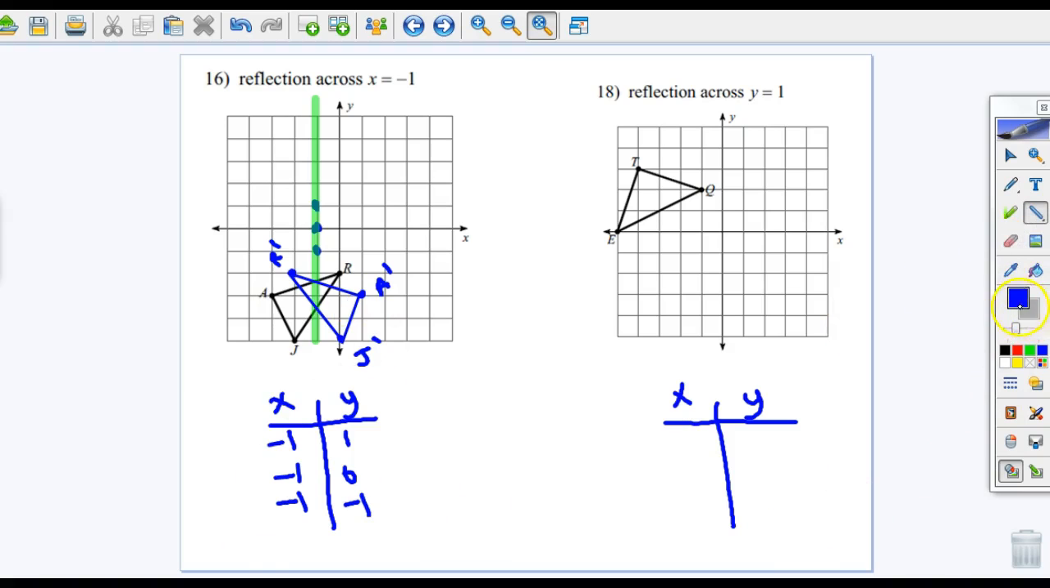Alright, so I'm going to do one more. Y equals 1. So this time my y's are all going to be 1. So I can say 1, 1, 1. I'm going to use my same 3 numbers that make it easy for me to create a line. 1, 0, and -1, and then I plot them. So from my point of origin, x is 1 and y is 1. From my point of origin, x is 0 and y is 1. Back to my point of origin, x is -1 and y is 1. And that gives me a nice line of reflection.